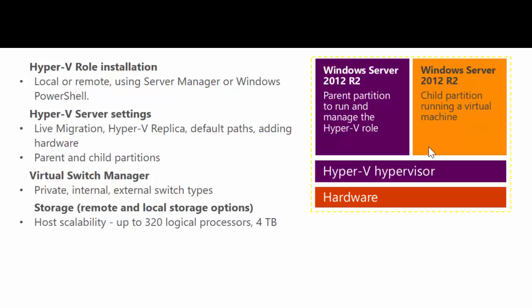If we take a look at the diagram on the right, what you'll see here is that above the hardware layer, this is where the Hyper-V hypervisor gets installed. Then we have the Windows Server parent partition, where we can run and manage the Hyper-V role. And then over in the second partition, this is a child partition, which is effectively what we think of as the virtual machines.